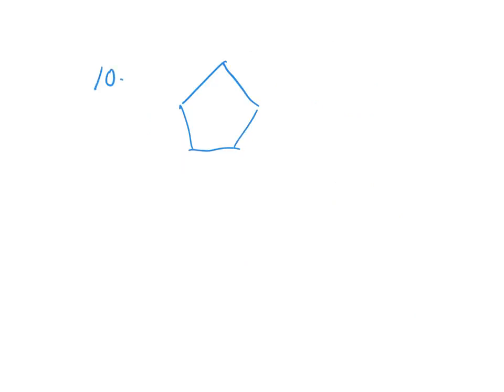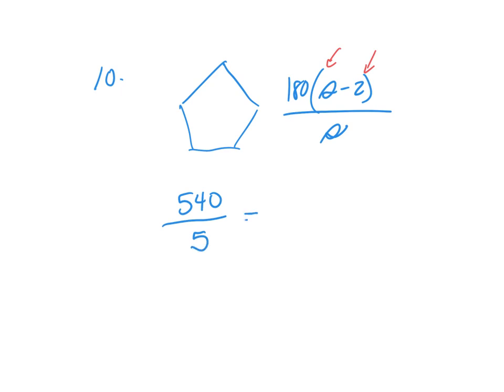So number 10, we're going to find the measurement of each one of those interior angles. So we do the same thing: sides minus 2 times 180, but this time we divide it by the number of sides. So if we know that a pentagon has 540 degrees, we divide it by 5, and each angle has 108 degrees.